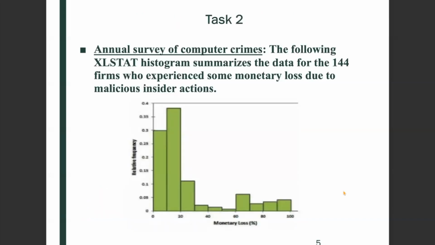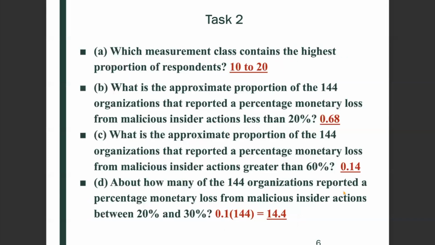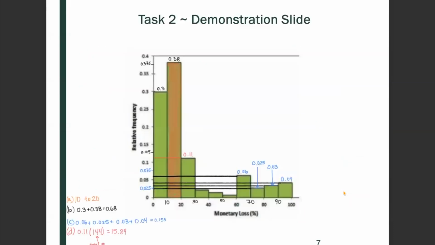Task 2. The following XLStat histogram summarizes the data for the 144 firms who experienced some monetary loss due to malicious insider actions. All right, so which measurement class contains the highest proportion of respondents?